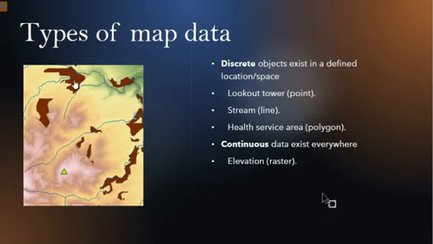Types of map data. Discrete objects exist in a defined location and space. For example, a lookout tower could be point data. A stream is line data. A health service area could be a polygon. Continuous data exists everywhere, like elevation, represented by a raster.